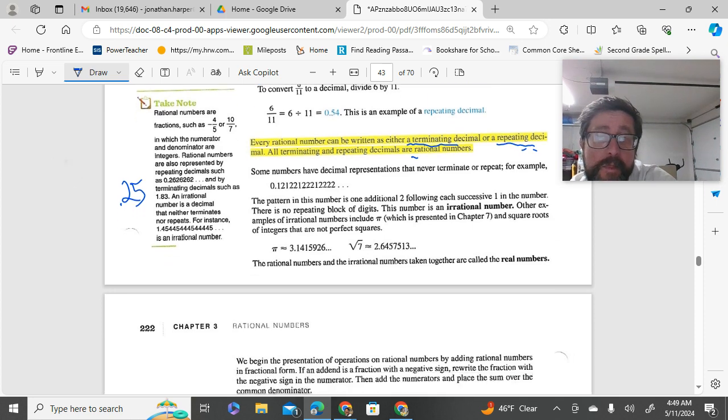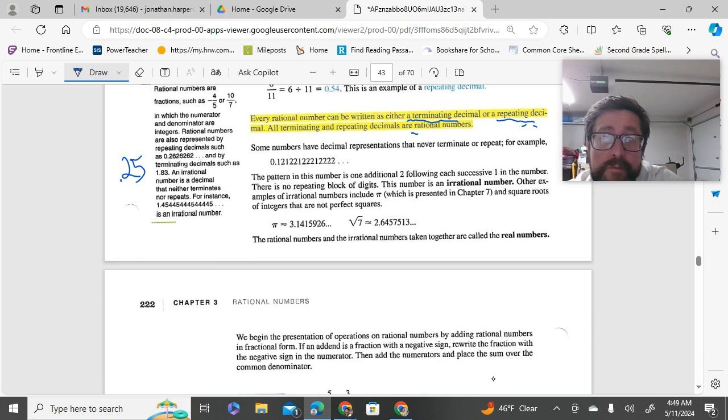Now, the pattern in this number is one additional 2 follows each successive 2 or each successive 1 in the number. There is no repeating block of digits. The number is irrational. This number is an irrational number. So if there are no repeating blocks, it's irrational.